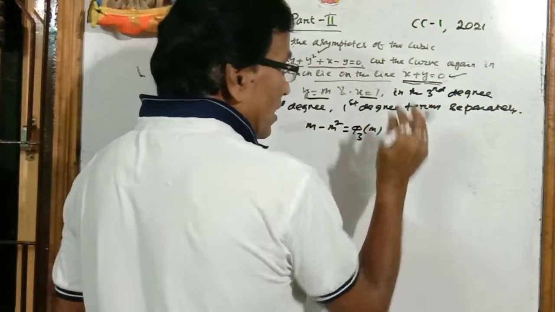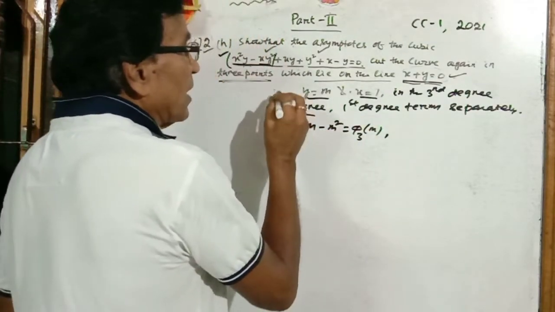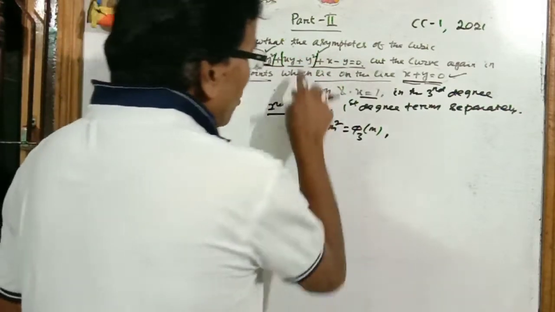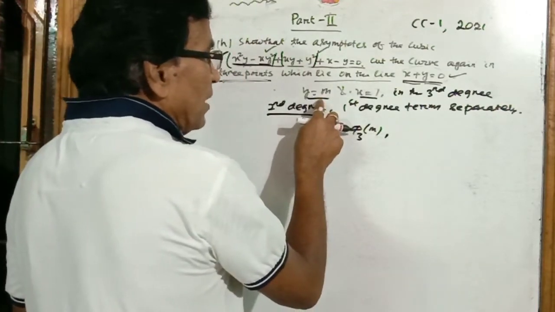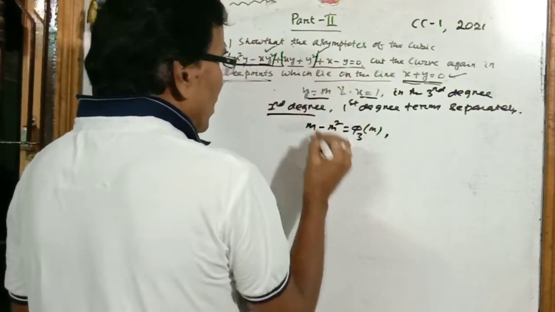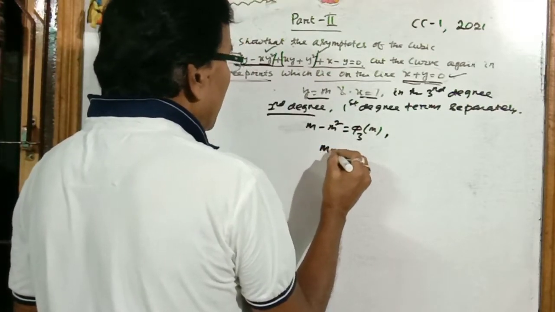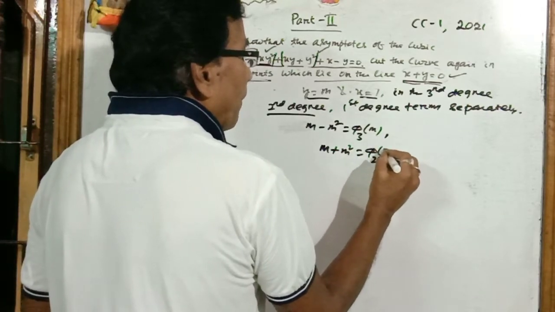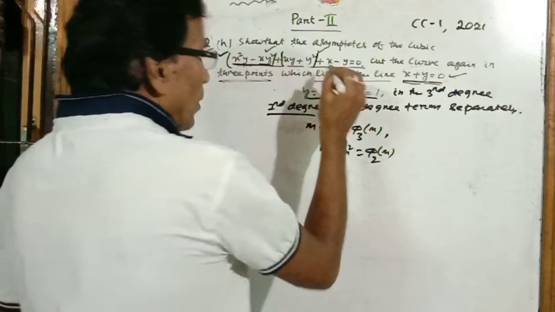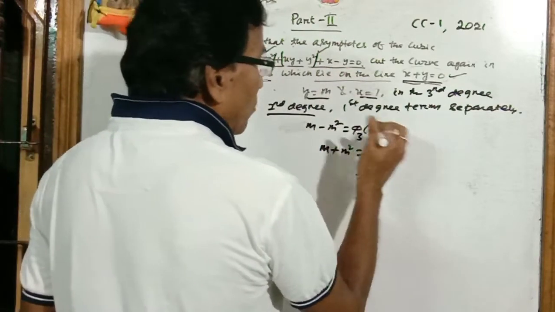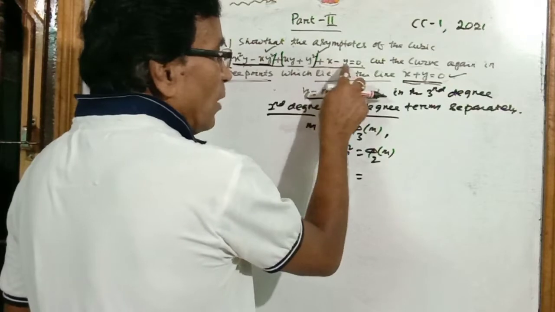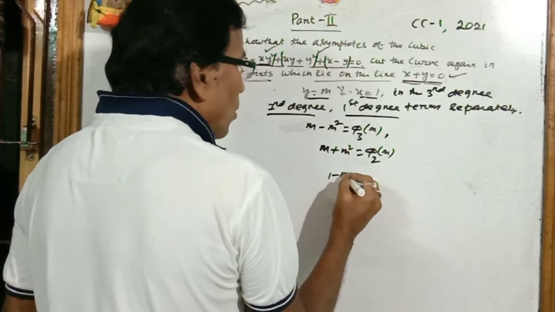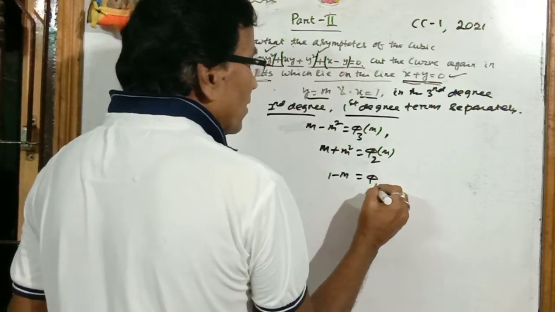Next again we will consider the second degree terms. So which are the second degree terms? These two are second degree terms, because xy plus y square. So again putting y is equal to m and x is equal to 1, we are getting m plus m square, that is equal to phi 2 of m. Again, what is phi 1 of m? Again putting in the first degree term x is equal to 1, y is equal to m, we are getting 1 minus m is equal to phi 1 of m.